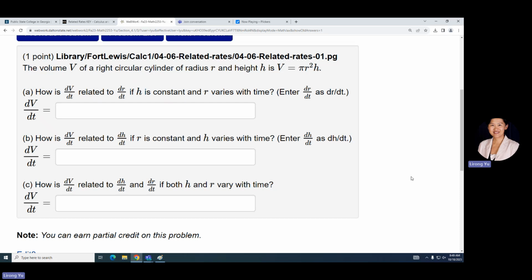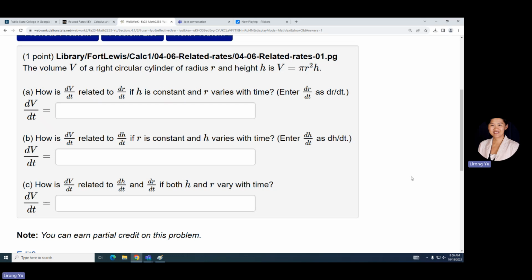Now the second one is when r is constant and h varies with time. That is when you're pouring water into a cup. The cup has a constant radius and doesn't change shape. So you pour more and more water, so the water is higher and higher. That is when the height is bigger and bigger as you increase the volume, but the radius is constant.